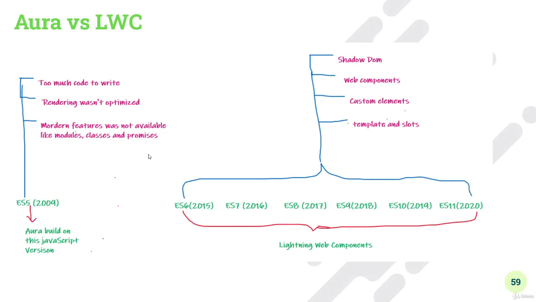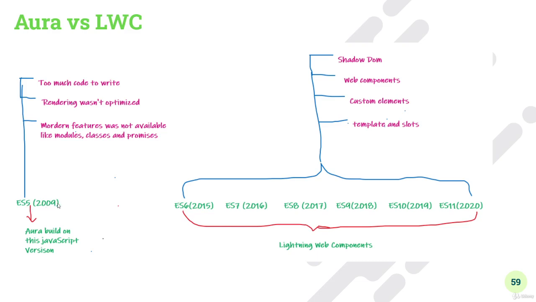People ask what's the difference between Aura and LWC. The basic difference you need to remember is that in 2009, the older JavaScript came into the picture, that is the ES5 version that we were using for so long. Before this also JavaScript was there, but this was the most popular JavaScript that came into the picture.